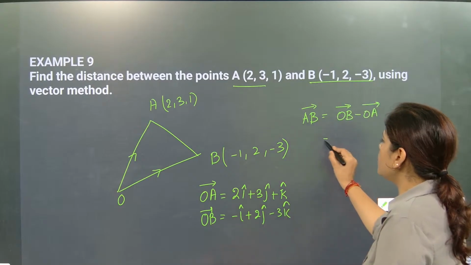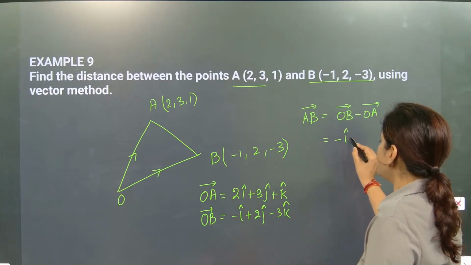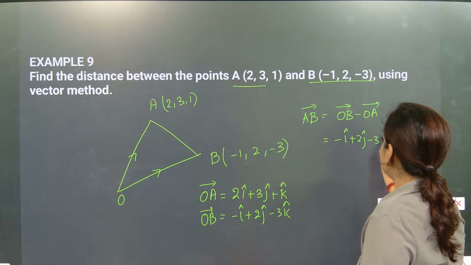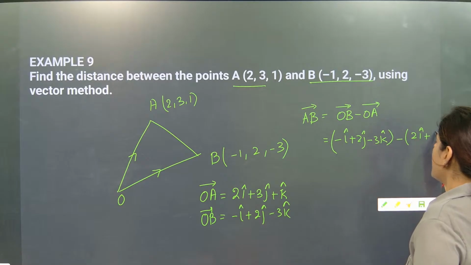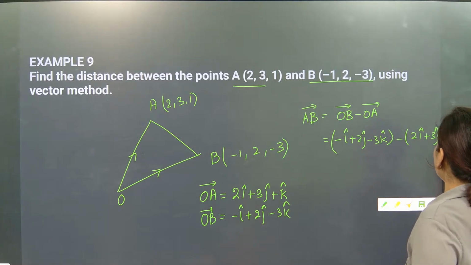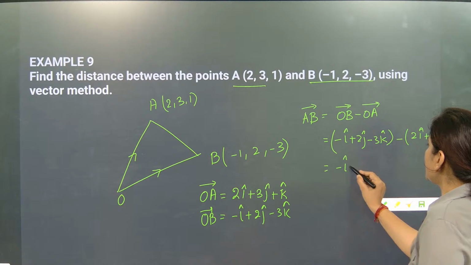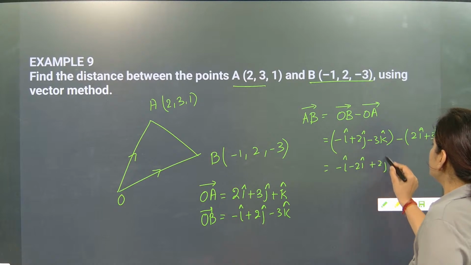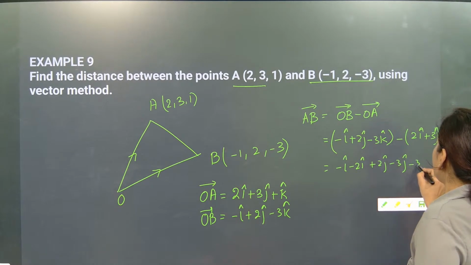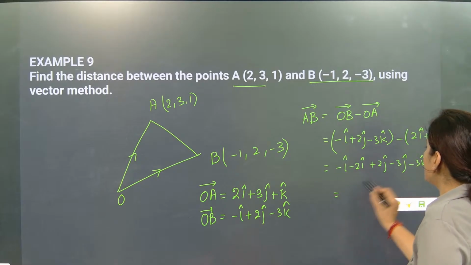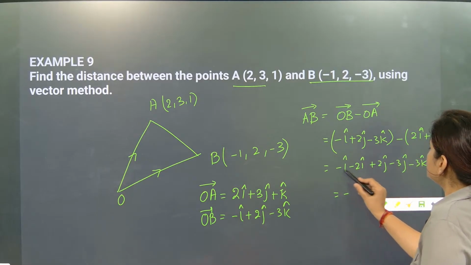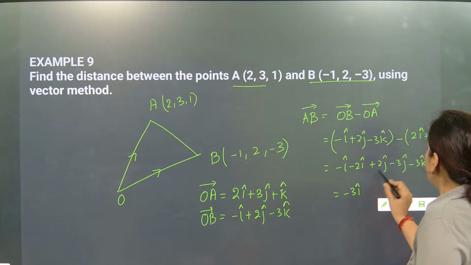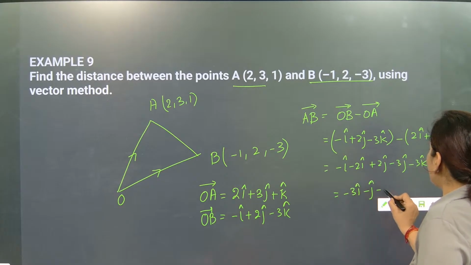So now what you are going to write for OB? Your OB vector is minus i plus 2j minus 3k minus OA, which is 2i plus 3j plus k. Now we are going to open that bracket: minus i minus 2i, plus 2j minus 3j, minus 3k minus k. So how much is it coming, beta? AB vector is coming as minus 3i, minus j, and minus 4k.